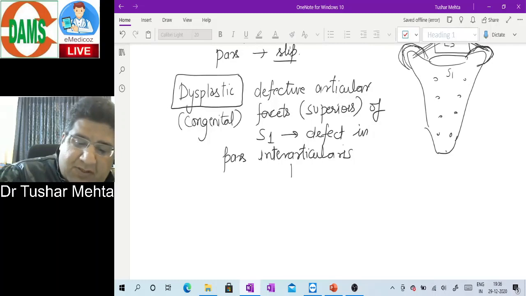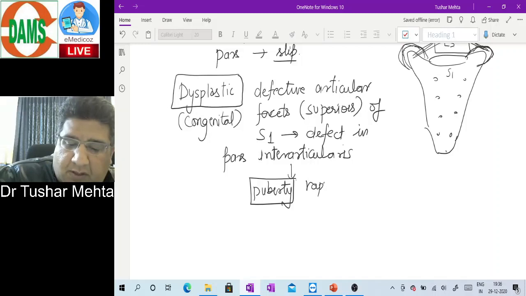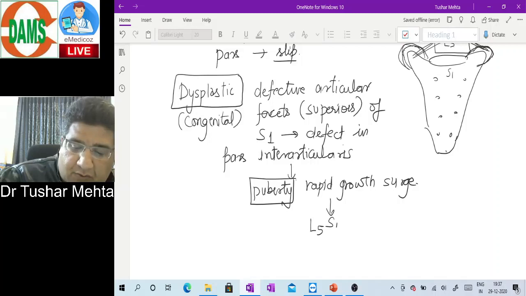Now what happens is that when you touch puberty, I'm sure you guys are aware of it, there's a rapid growth surge. Because of the rapid growth surge, L5, the vertebral body of L5, expands a lot. But can S1 expand? No, because S1 is already defective. So L5 will continue to grow, S1 won't grow. So there will be an L5-S1 mismatch.